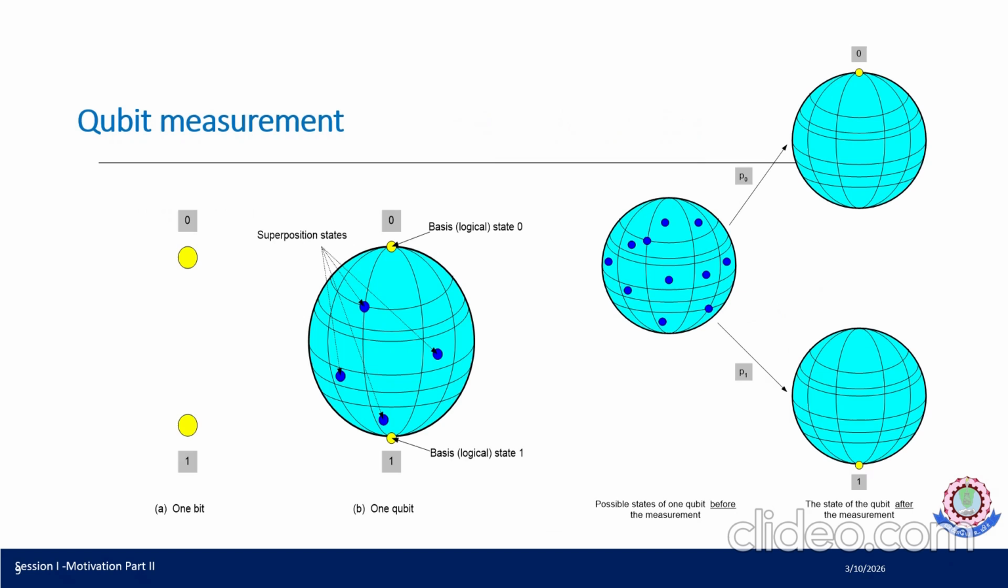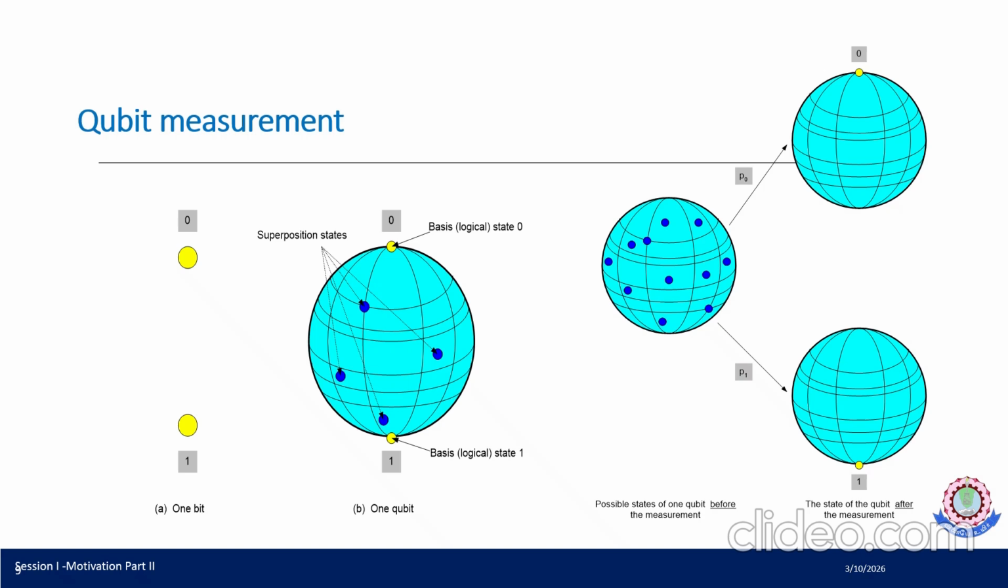So this is the qubit representation and measurement. One bit, one qubit, possible states of one qubit before the measurement and after the measurement. Figure option A is a simple depiction reflecting 0 and 1 with yellow solid dots, and one qubit is represented with the basic logical state of 0 on top and 1 below.